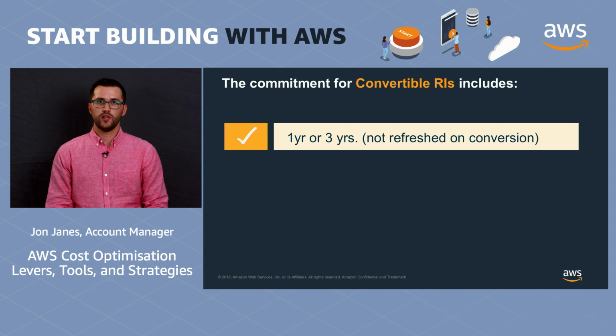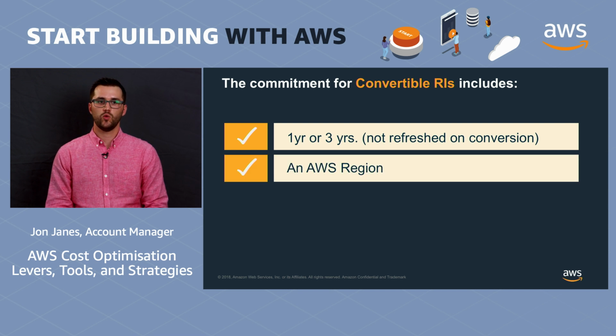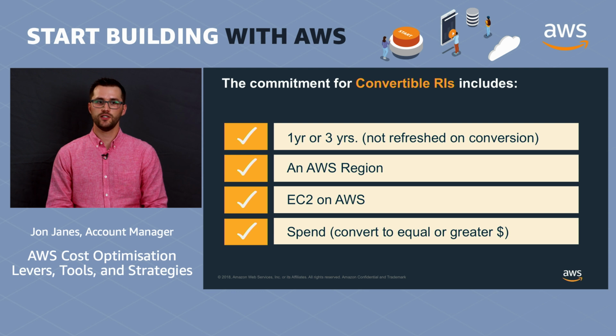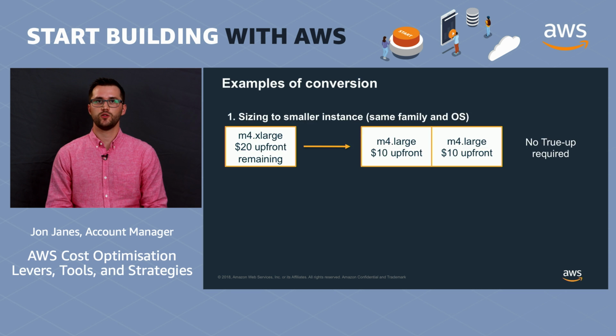So really, if we look at convertible reserved instances, what we're committing to is the 1 or 3 years. We're committing to a region, EC2, and a spend. And I want to just go into some quick details around how that spend works.